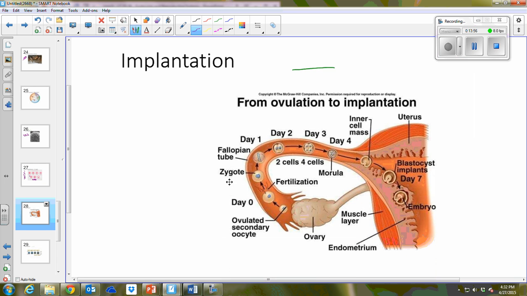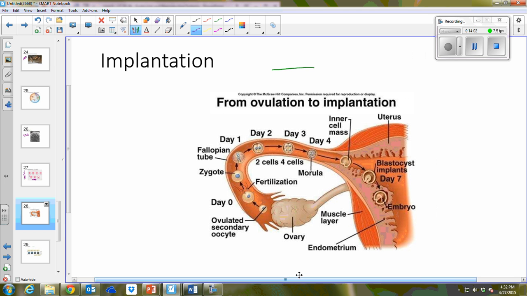Now, you can see where fertilization occurs back here. This is part of the female anatomy. This is the ovary and the fallopian tubes, which lead to the uterus. Fertilization occurs here in the fallopian tubes, and this egg travels. Here's the zygote, it travels, continues to divide, and it's the morula here, and then ends up implanting itself into the uterine wall.